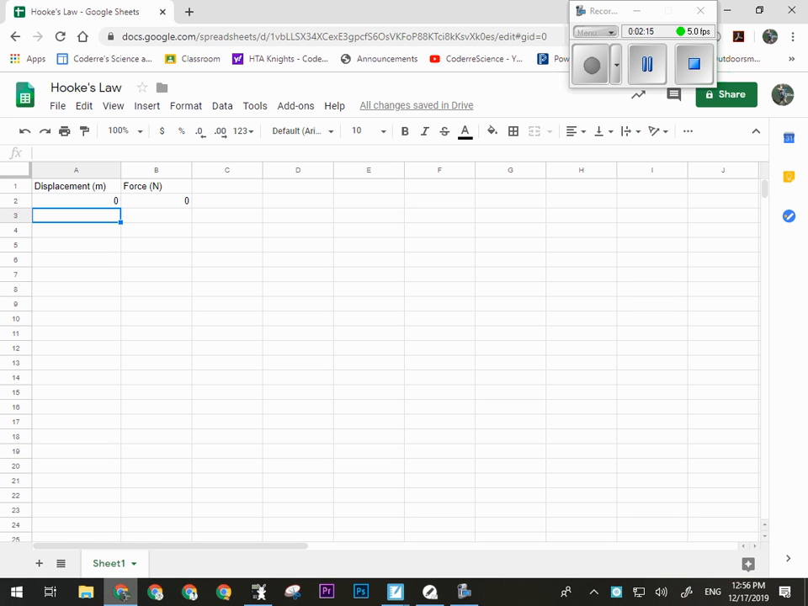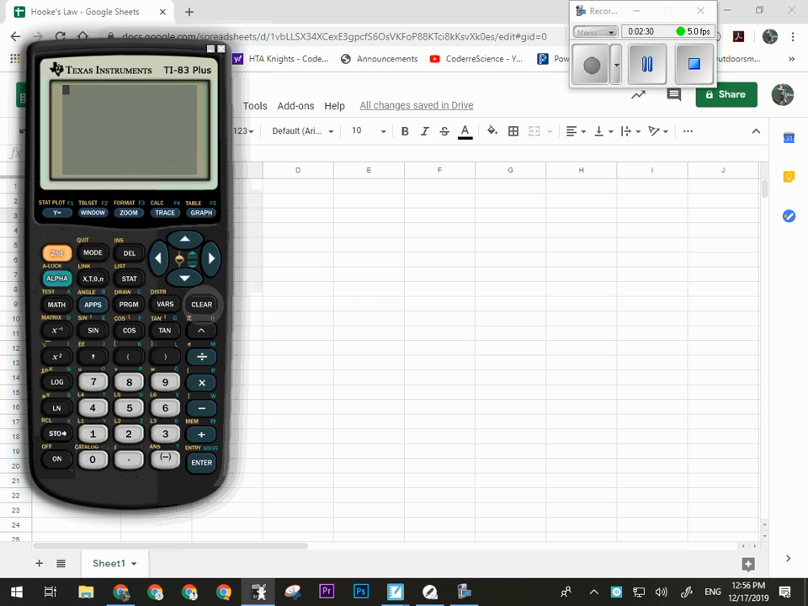0.05 kilograms. So how much weight am I putting on it? I'm going to take the mass that I'm putting on there, 0.05, and multiply it by 9.81, which should be 0.004905, I think. 0.4905, I put too many zeros in front of that. So 0.4905 is going to be my first force that's going to go on there, and we'll see how far it stretches the spring.